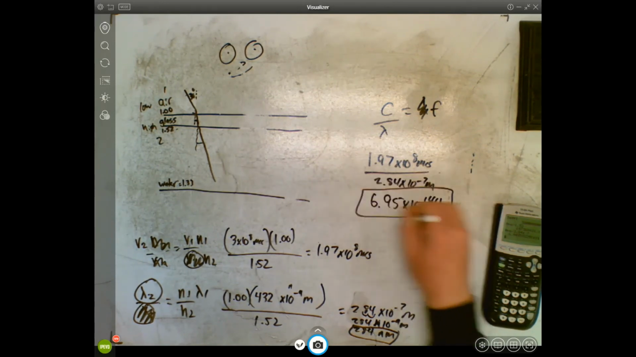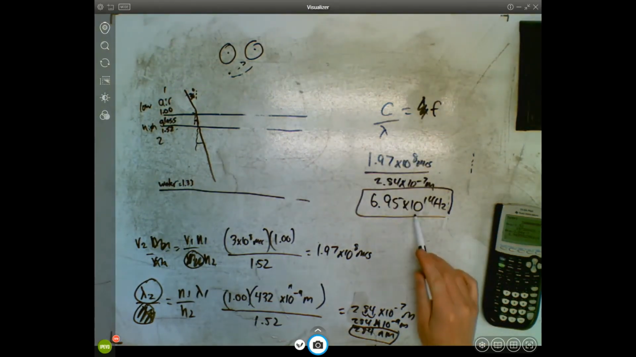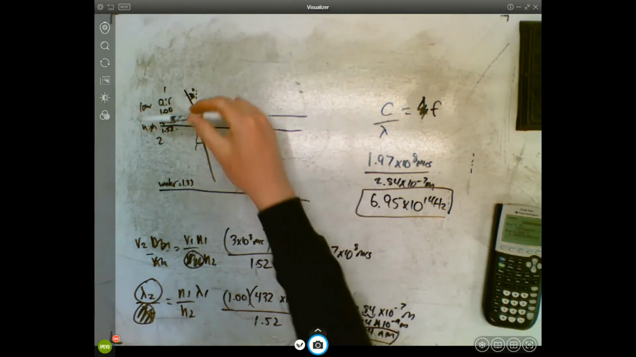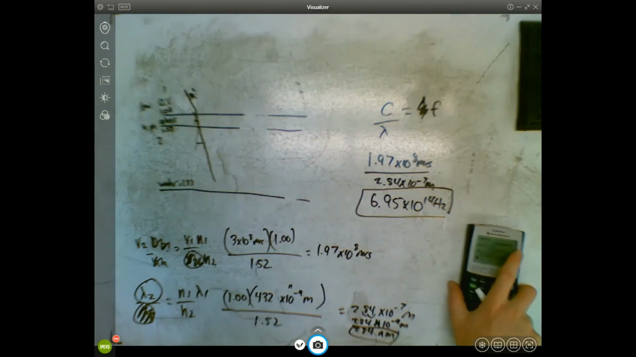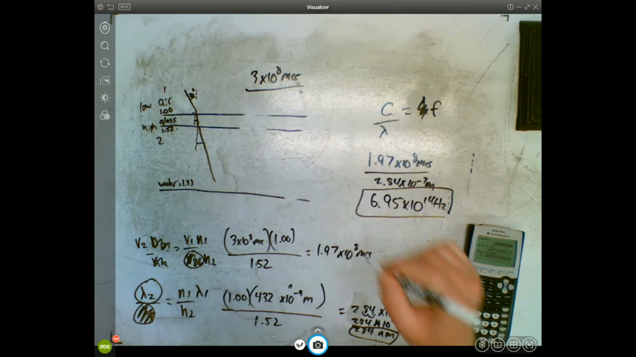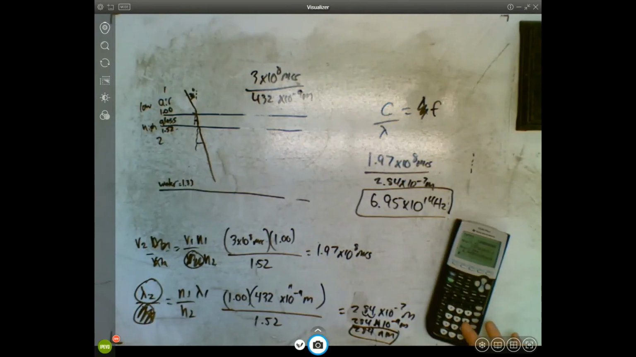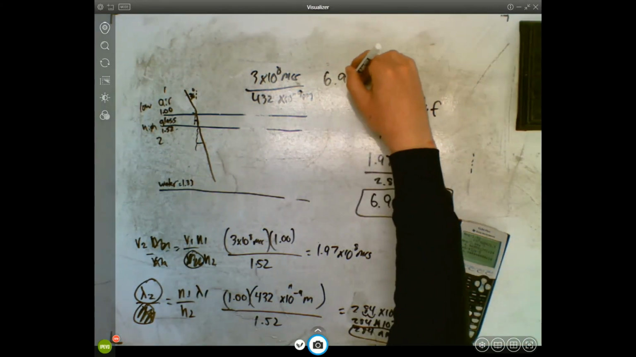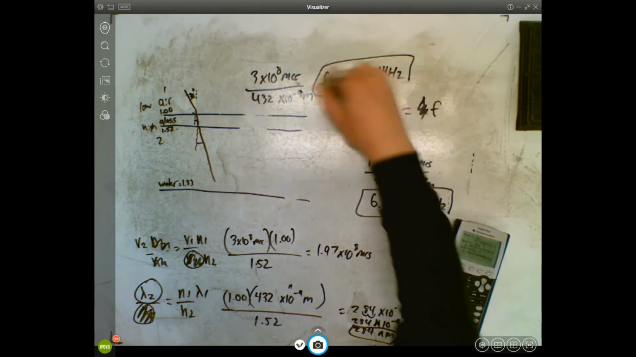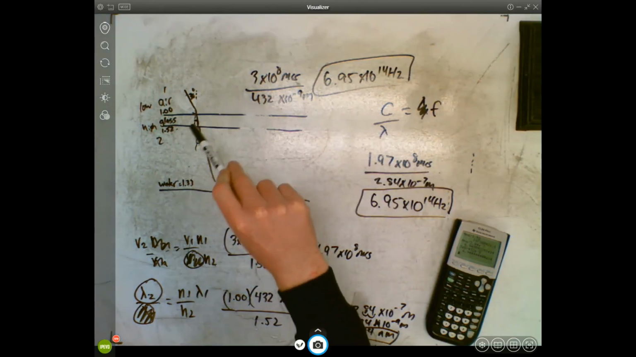So remember, the very first thing we said is that although the speed of light and the wavelength change, the frequency doesn't. So we're going to do another calculation up here of what the frequency would be in the air. The speed of light would be 3 times 10 to the 8 meters per second, and the wavelength would be 432 times 10 to the negative 9 meters, 432 nanometers. If we do that calculation, 3 times 10 to the 8 divided by 432 times 10 to the negative 9, we end up getting 6.95 times 10 to the 14 hertz. So you can see that our frequency doesn't change. Our frequency stays the same from air to glass to water. It's all the same.